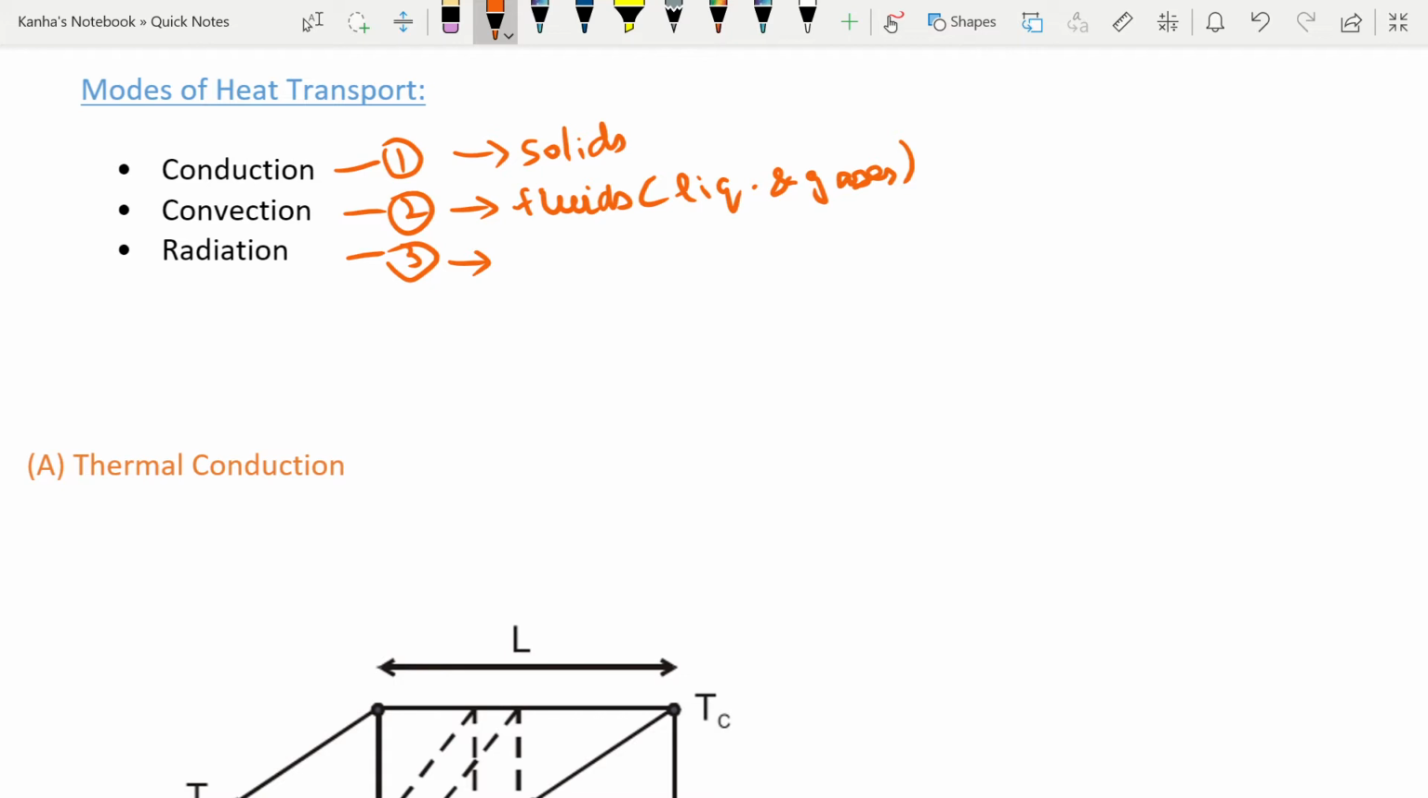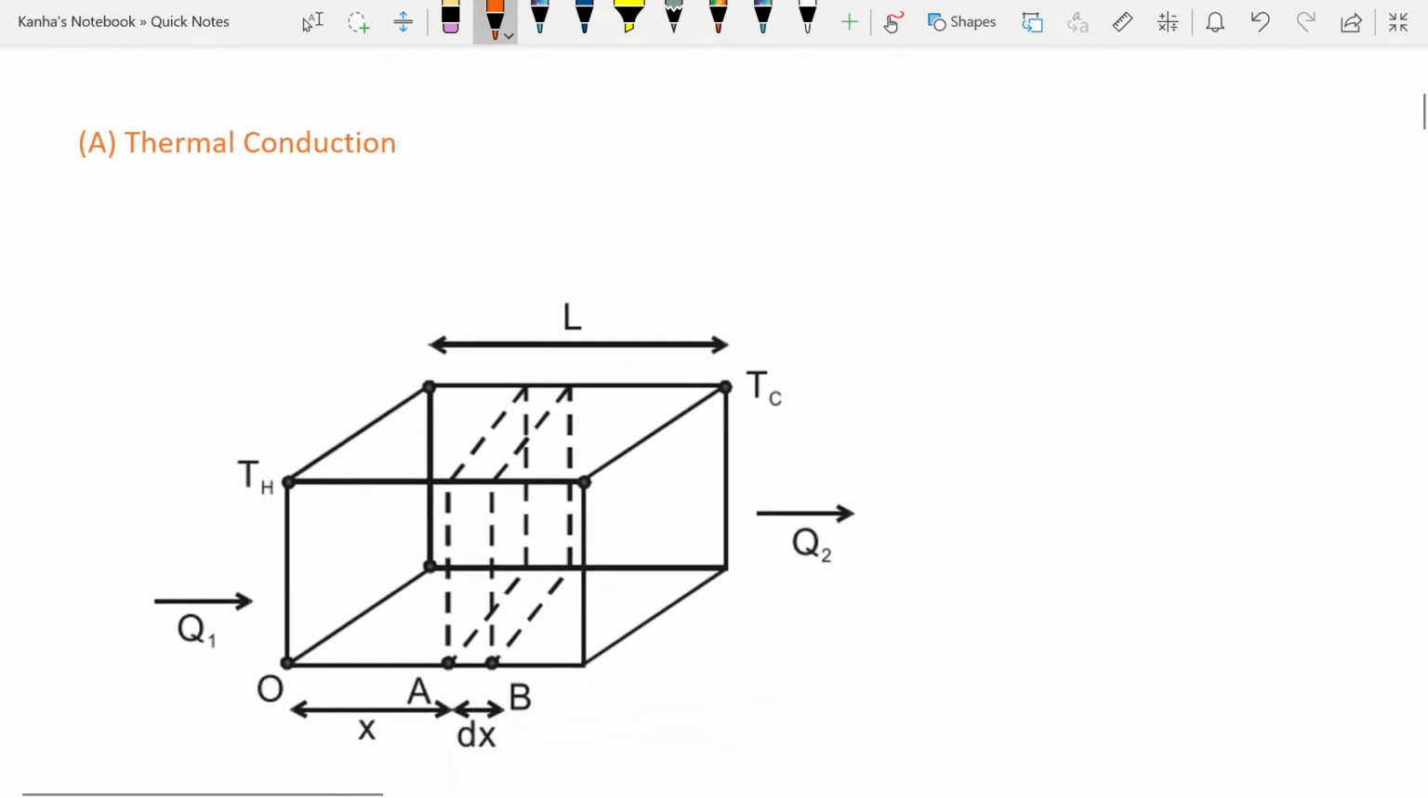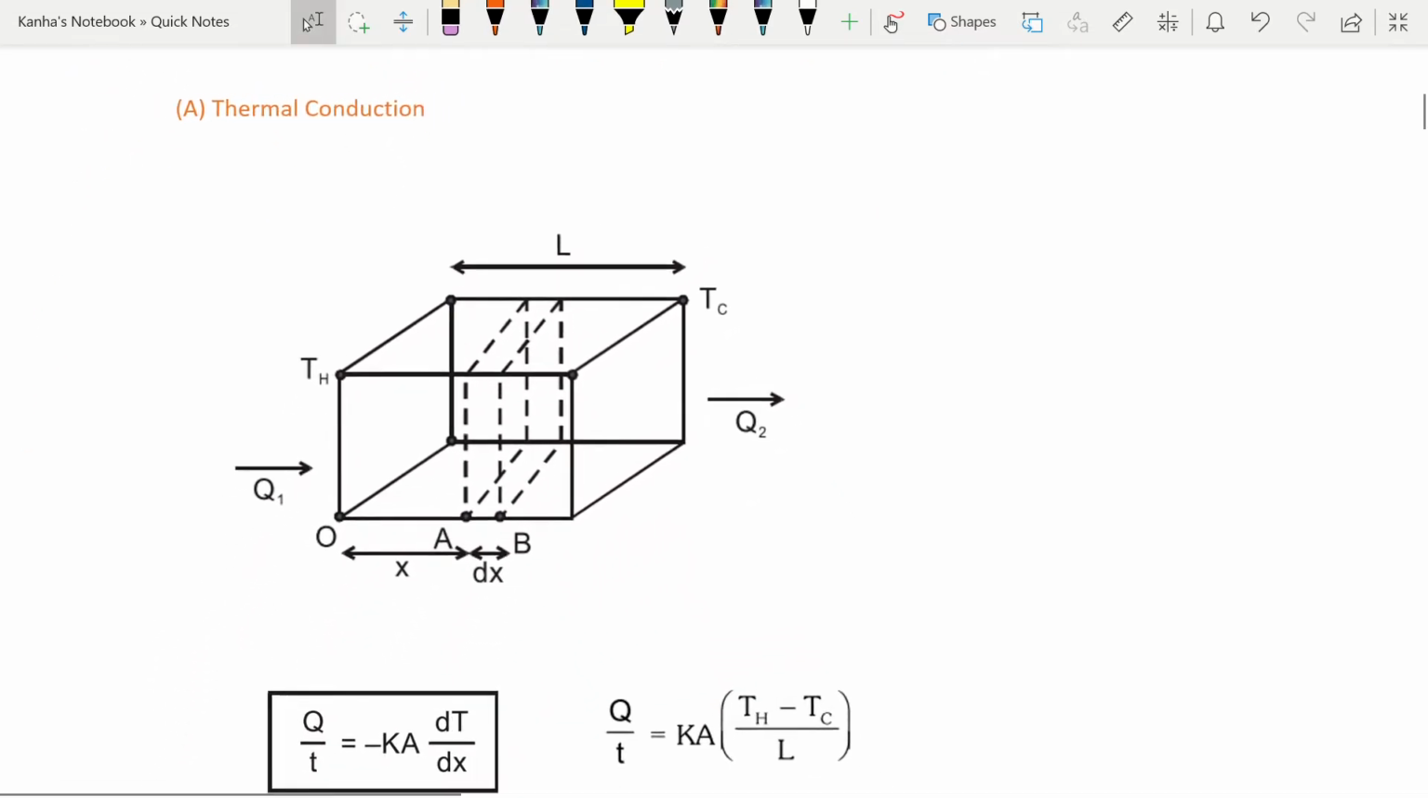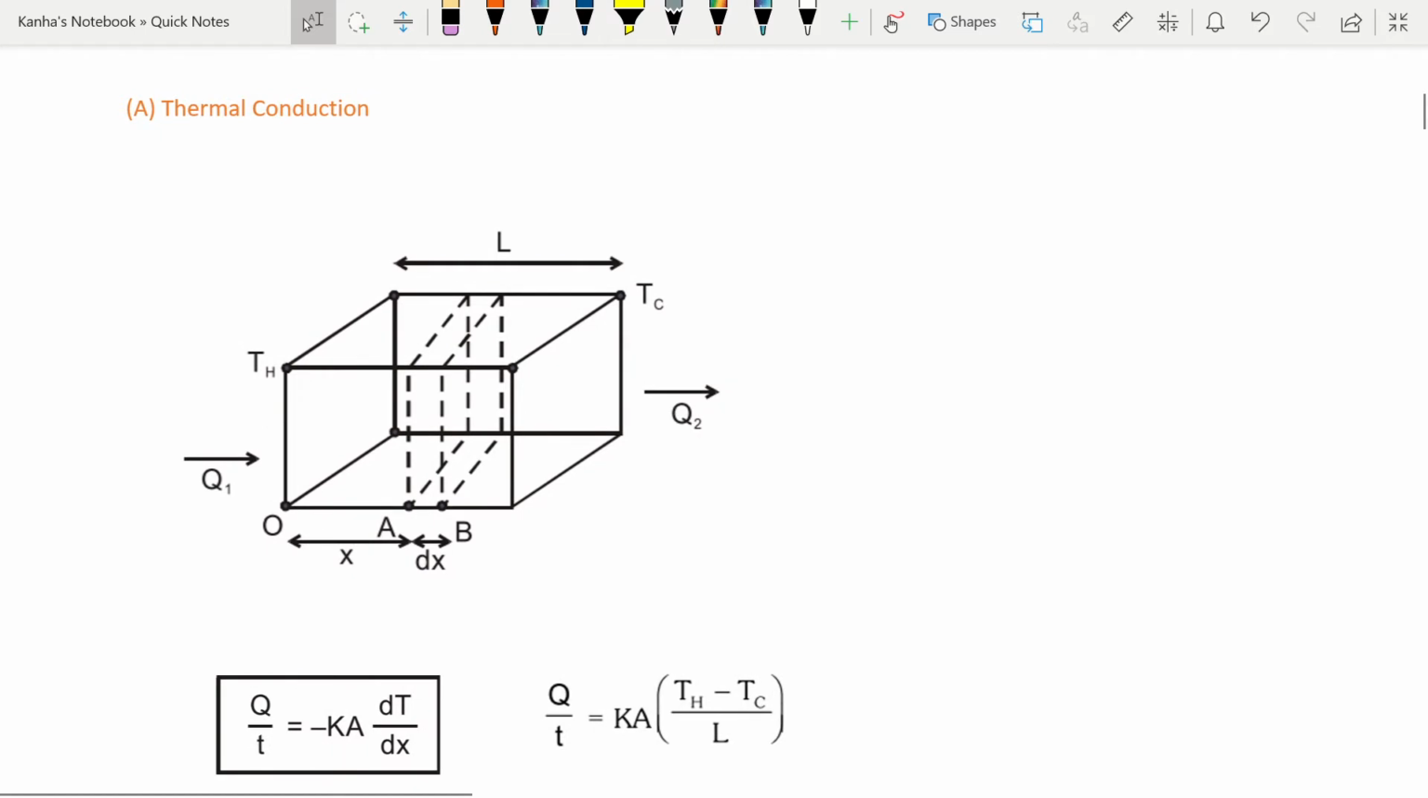So this does not require a medium. Okay, so let's quickly look at each of these separately. So we'll start with the thermal conduction.